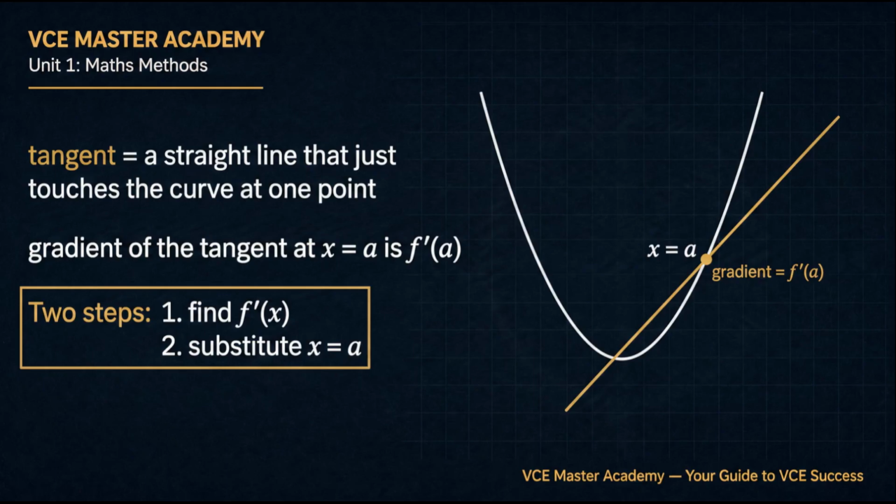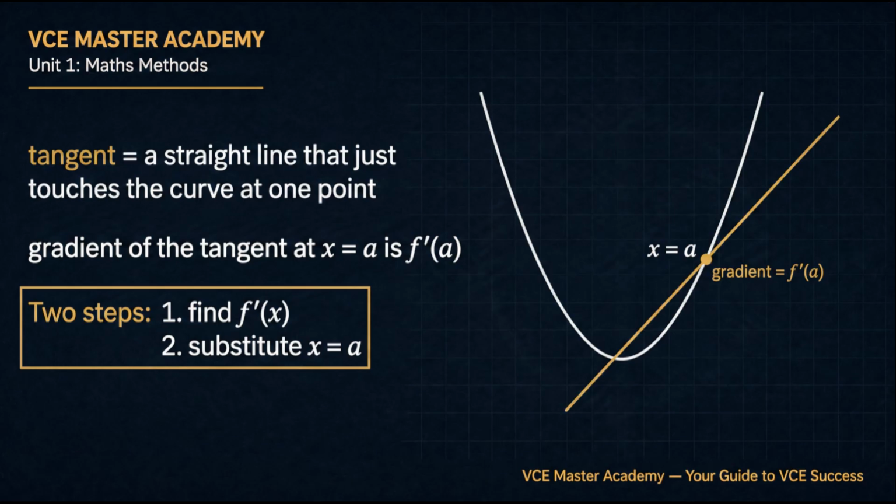Now we put the machine to work. A tangent is a straight line that just touches the curve at one single point, matching its direction perfectly, like a ruler resting against a bend in the road. Here's the key fact. The gradient of that tangent at the point where x equals a is exactly f dash of a. Feed the point's x value into the derivative, and out comes the tangent's steepness. That's what the gradient machine was built for.